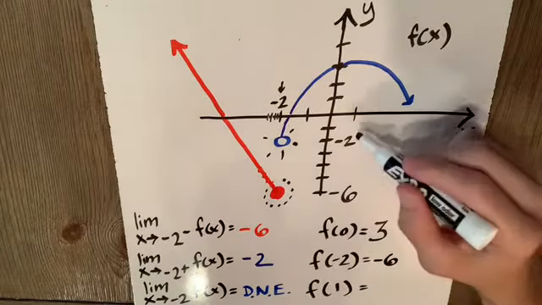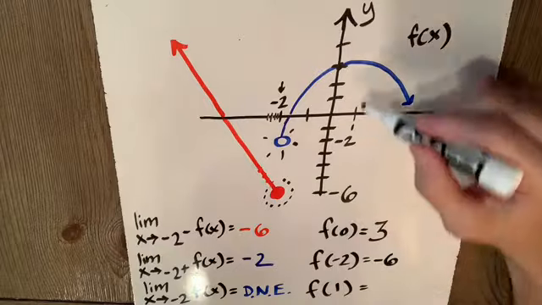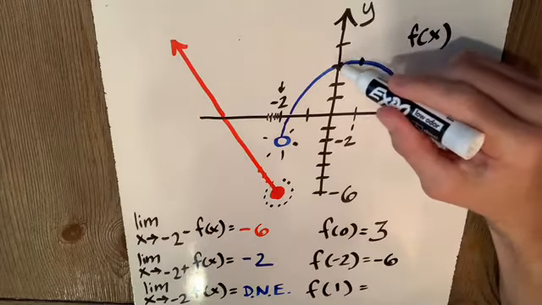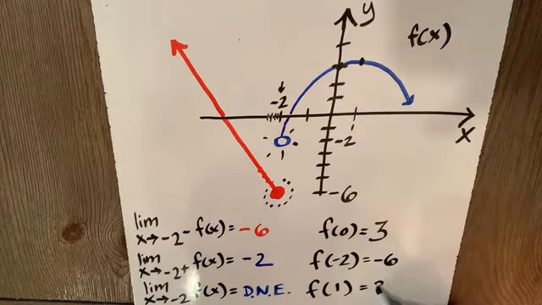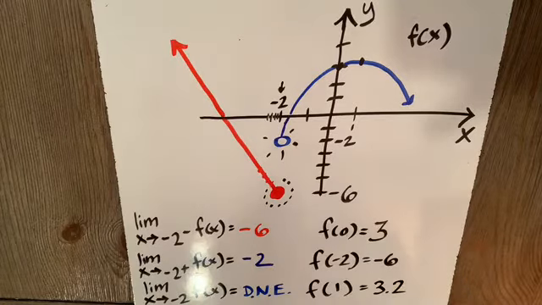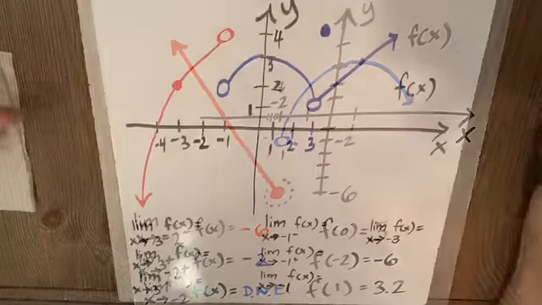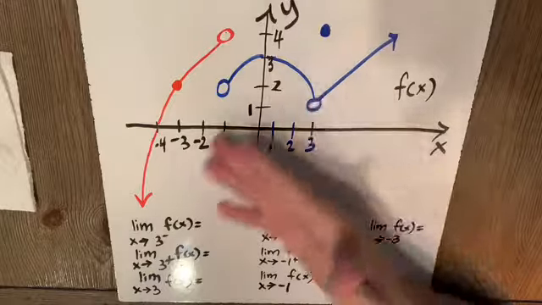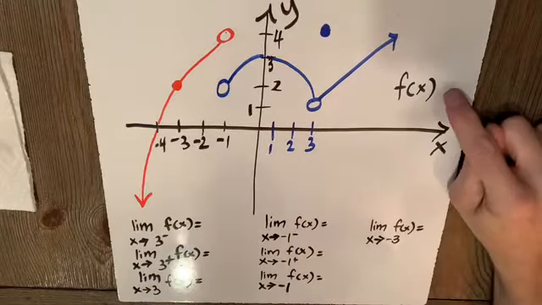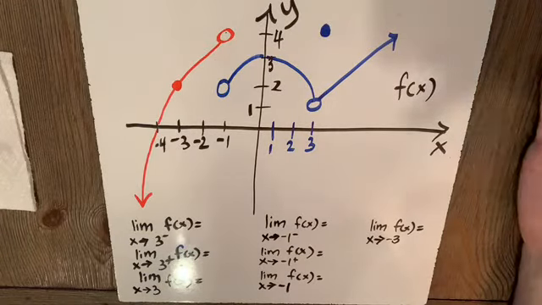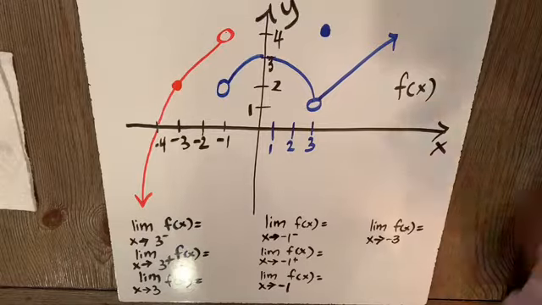And f of 1, well, x is 1. What is y? The y value is up there. It's a little higher than 3. Maybe we'll call it, to the best of our ability, 3.2. It is my hope you could look at this piecewise function. Notice they didn't give us the equation, but you could just look at this piecewise function and find the limits.